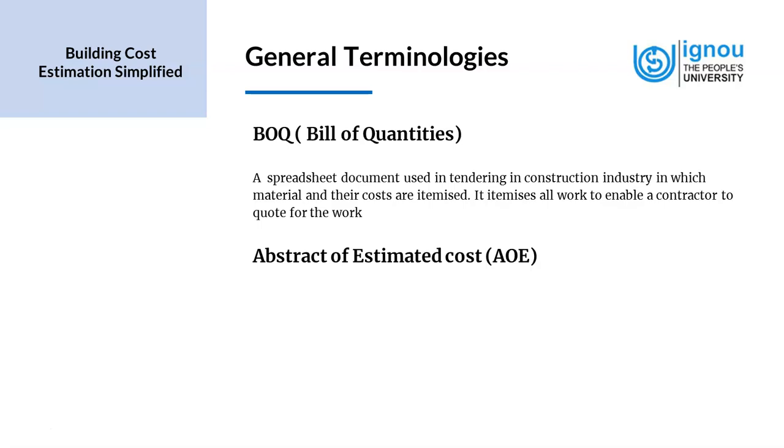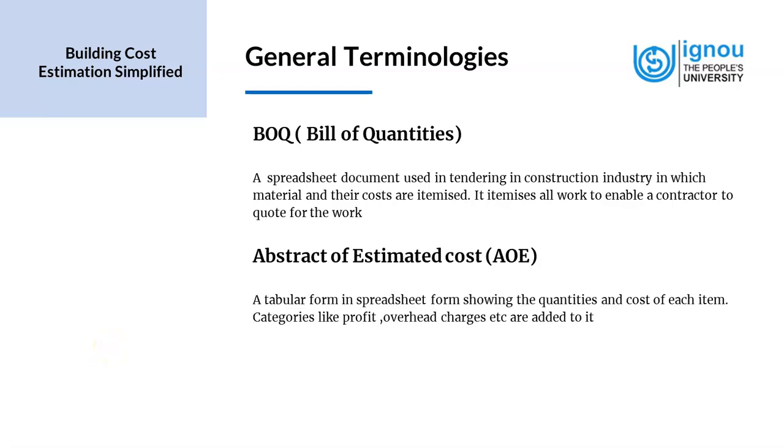Now, we'll check what an abstract of estimated cost is. It's AOE. A tabular form in a spreadsheet, again like a bill of quantities, and it shows the quantities and costs of each item. And then categories like profit, overhead charges, etc. are added to it. The grand total gives the estimated cost of work.